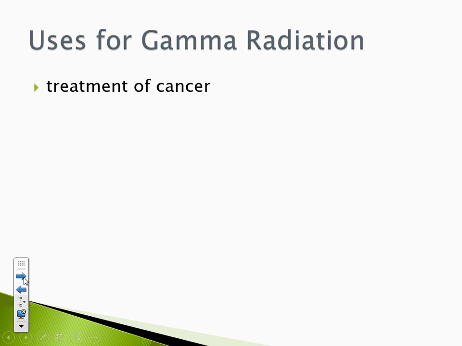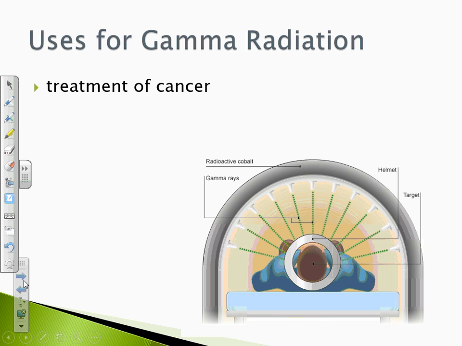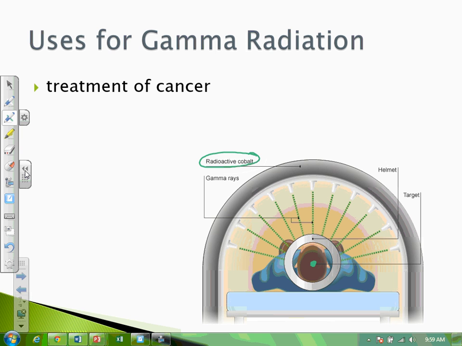Some uses for gamma radiation, one use in particular is the treatment of cancer. They can take gamma rays, which are indicated by the green dashed lines, emitted by the radioactive cobalt. There's the cobalt. And they point it all towards a certain point, in this case, say a person's head that has a tumor. That will allow the gamma rays to reach the tumor and destroy it without hurting the other tissue.